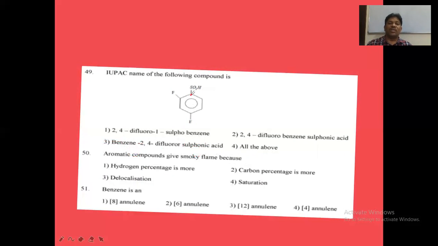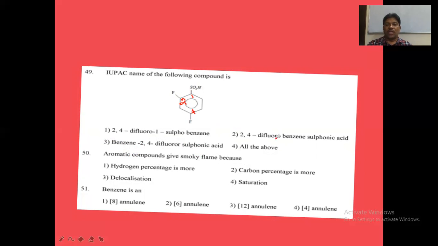Now, what should be given priority? Which carbon is to be given the first position? This carbon, the one with the SO3H group, is the first carbon. The second carbon has fluorine, and the fourth carbon is this one here, which again has fluorine. So the fluorine is present at positions 2, 4, and we say 2,4-difluoro.